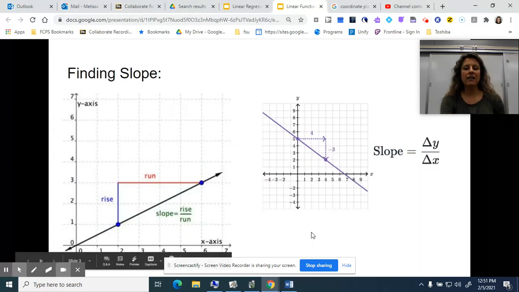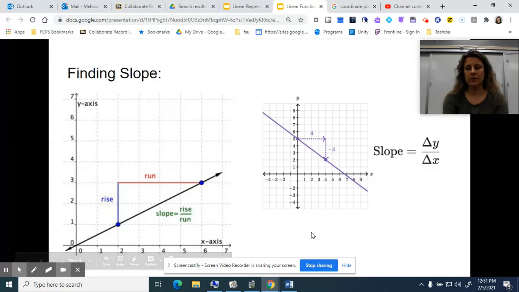So we can find the slope of a line several different ways. I'm going to go over those ways here on this slide and the next one. So first of all, you can think of slope as being rise over run. If we have 2 points on a line, you can pick any 2 points on the line. It does not matter which two you pick.